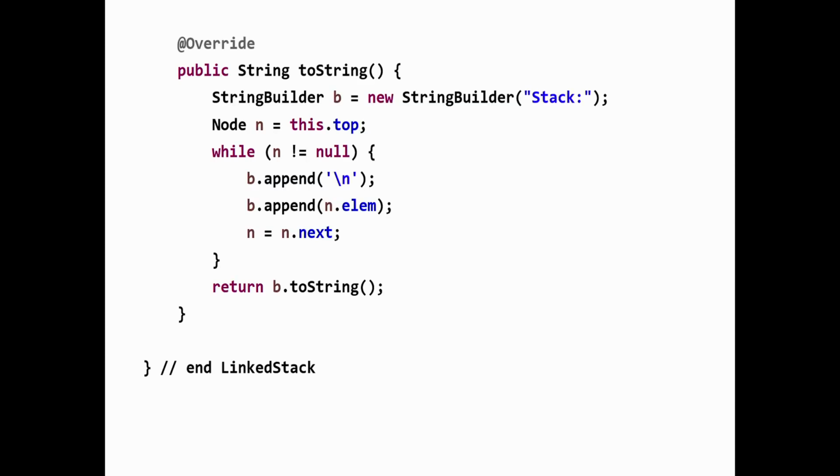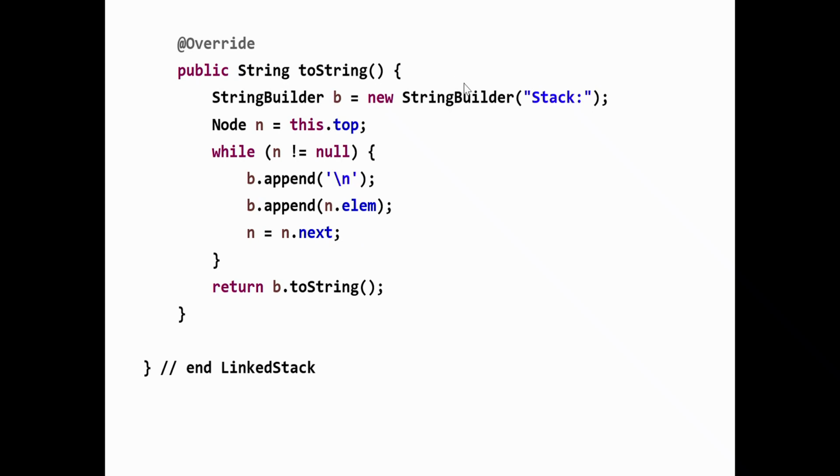So toString just looks like this. I'm going to start the string with the string stack, and then I'm going to print out the elements on separate lines. So it actually looks like a stack from top to bottom. So starting at the top node, here's my little loop. While n's not null, do something with the node. So I'm going to add a new line. It's going to have stack, and then on the next line it's going to have the top element. So I'm going to append n.elem, and then I'm going to update n. So n now goes to n.next.